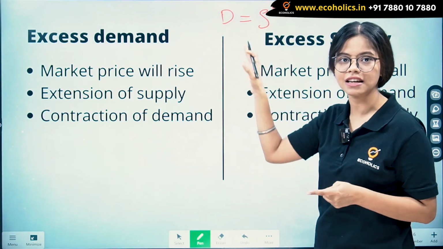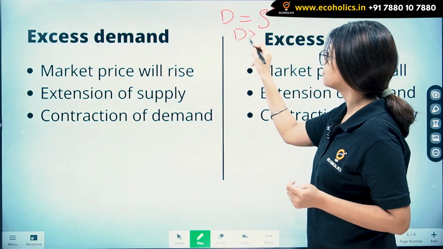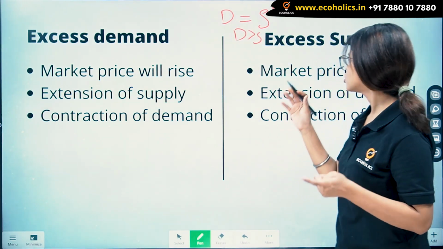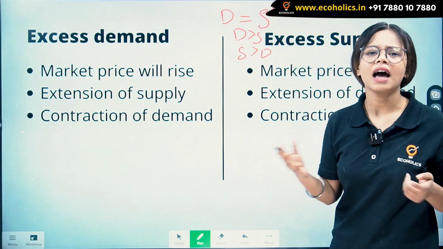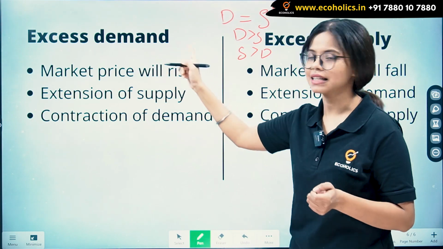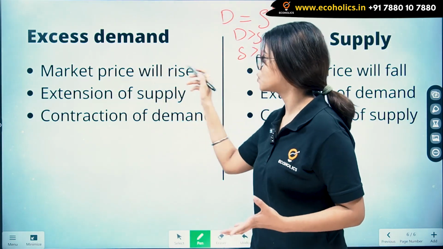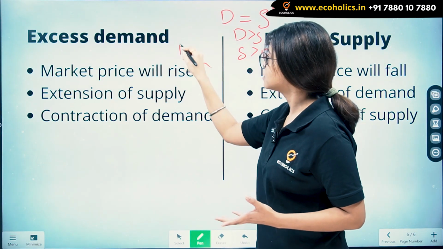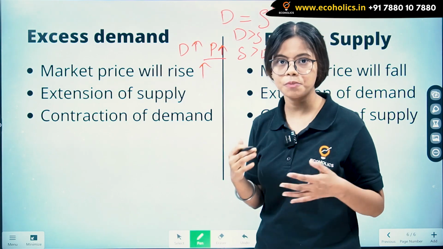If this is not the case, what are the other two cases? There is excess demand, where the demand is more, or there is a situation of excess supply, where the supply is more. So what happens basically? When there is excess demand, what will happen? The market price will rise. When demand is more, the price will rise.